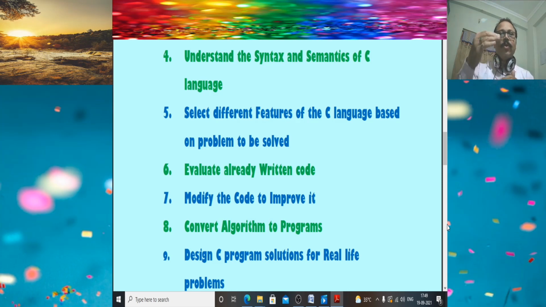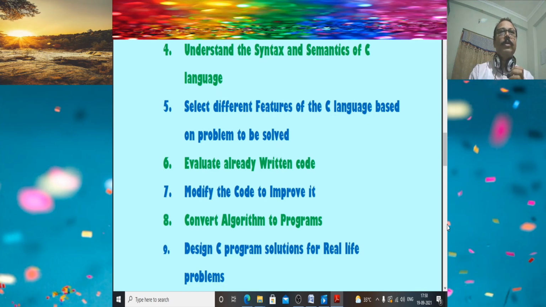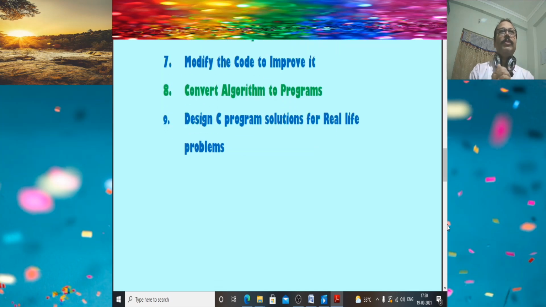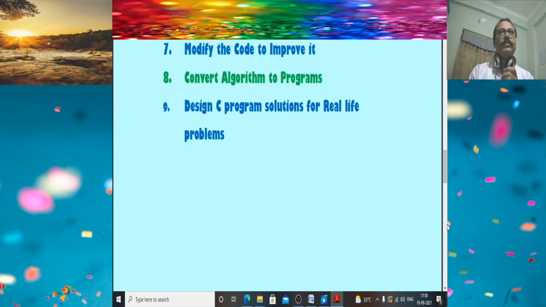And also the code will be maintained for some years, 10 years, 20 years, sometimes 100 years also. So in that case, you should be able to understand that code and maintain it. Maintain it means you should be able to make modifications to it, enhance the functionality. Modify the code to improve it. And then convert algorithms to programs. You will be able to do it. Design C programming solutions for real life problems. So you will be able to provide solutions.